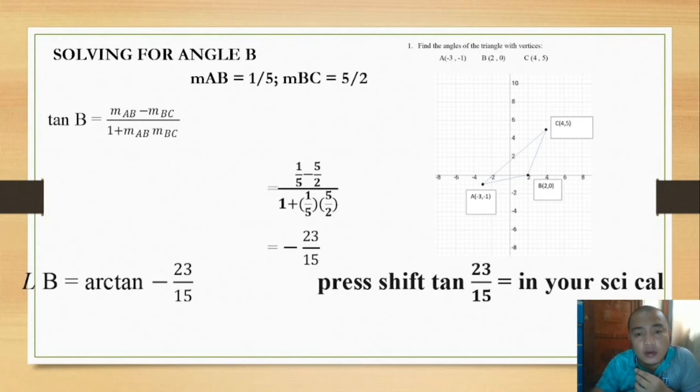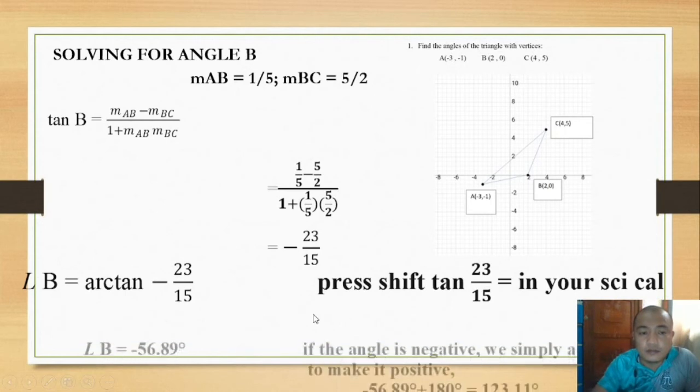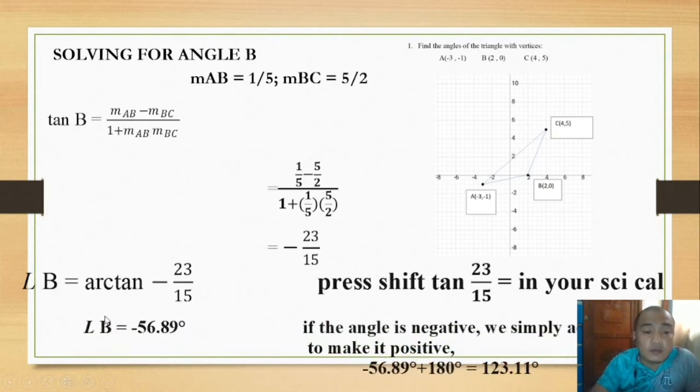So, again, in your calculator, press shift tan negative 23 over 15, in your scientific calculator. Shift tangent, negative 23 over 15. So, what's your answer? It is negative 56.89. So, if the angle is negative, we simply add 180 degrees to make it positive.